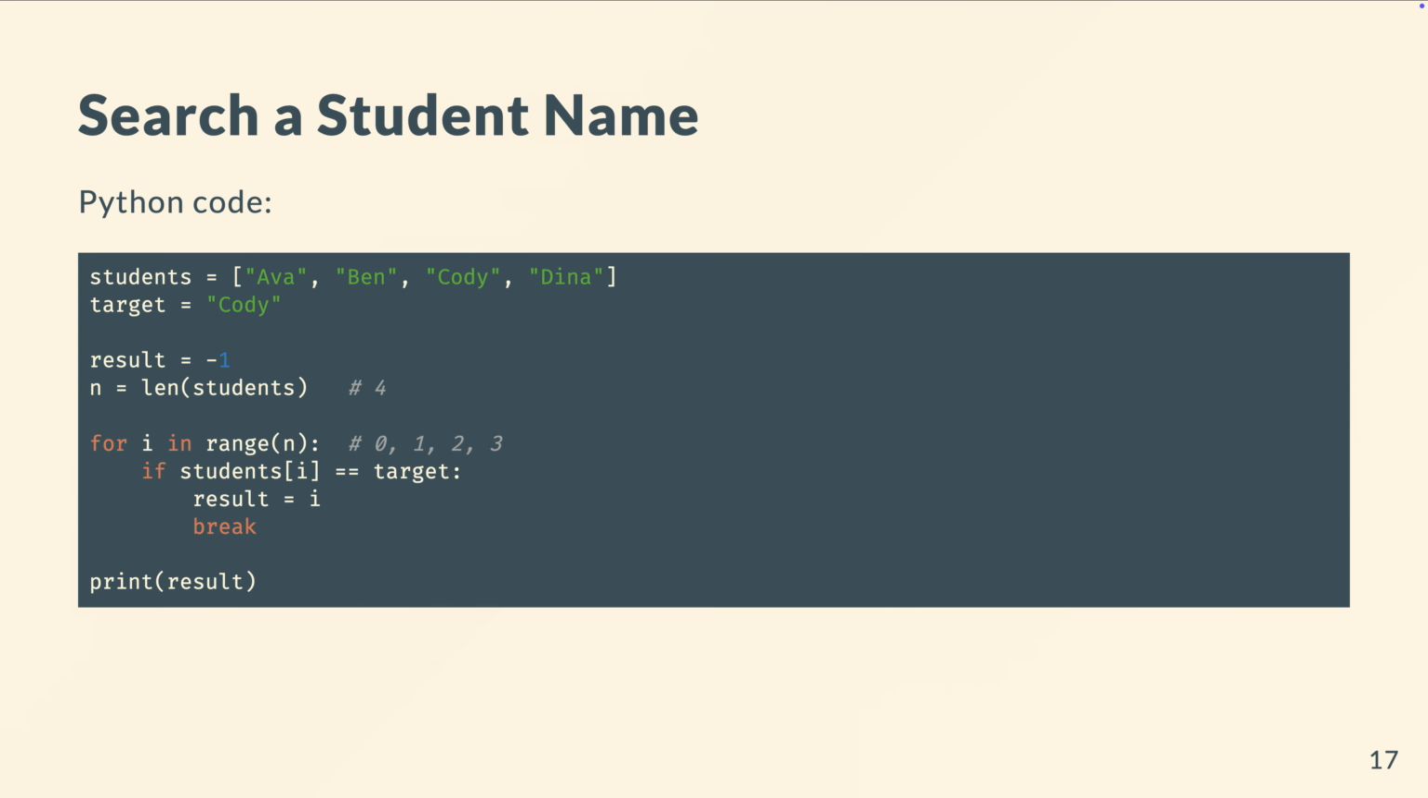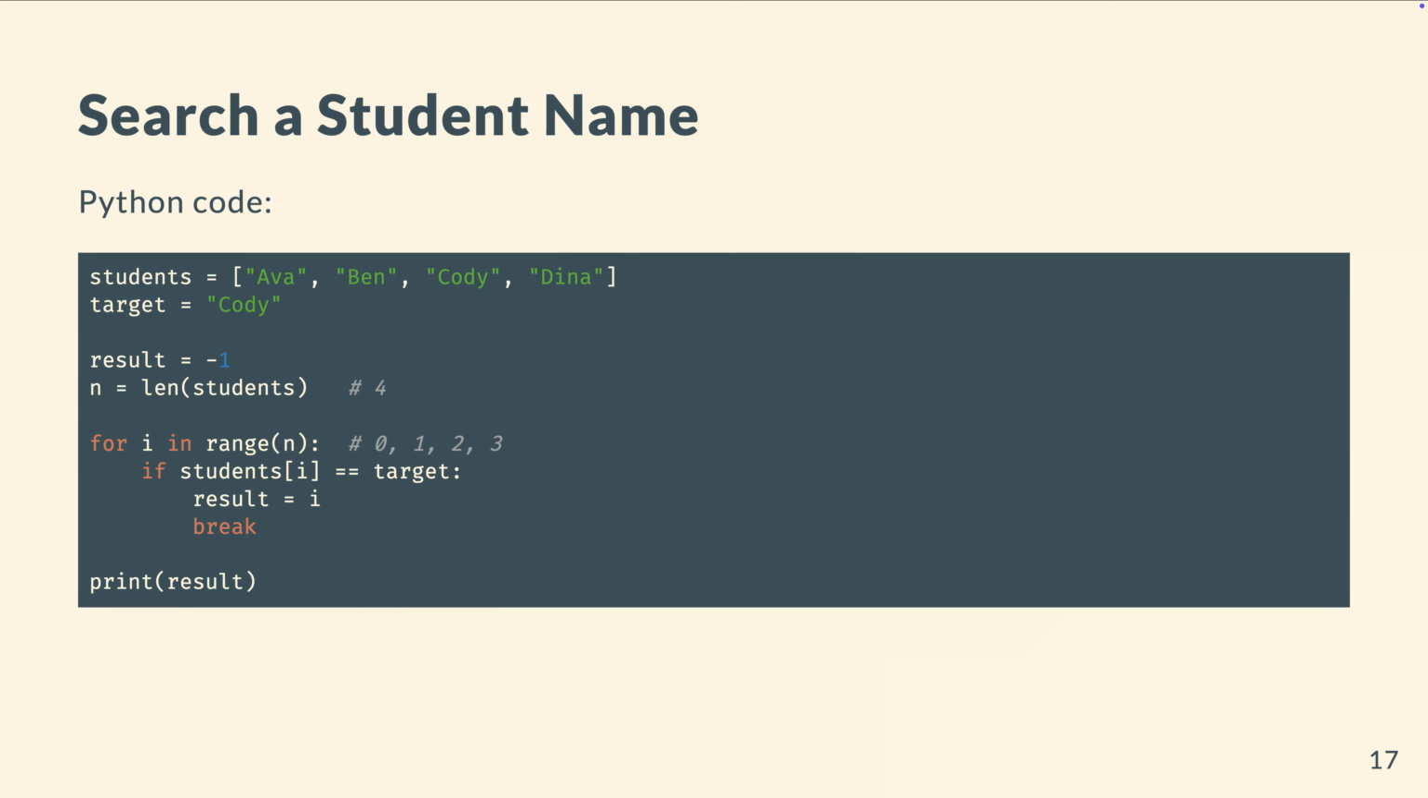Let's walk through the Python code. The inputs are a list of student names, and the target, Cody. Result starts with -1. n is the length of the list, students. There are 4 students, so n is 4. Loop i in range n. i will be 0, 1, 2, 3.